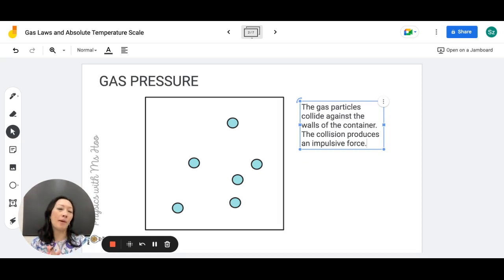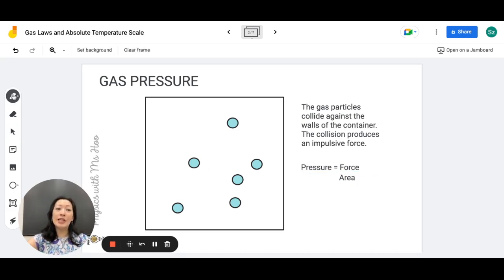Now, if you can remember what you've learned about pressure in general, pressure is force per unit area. So write that down, because I know some of you will be like, what? What did Miss Hu just say? All right, so pressure equals force divided by area. This is the general formula for pressure.